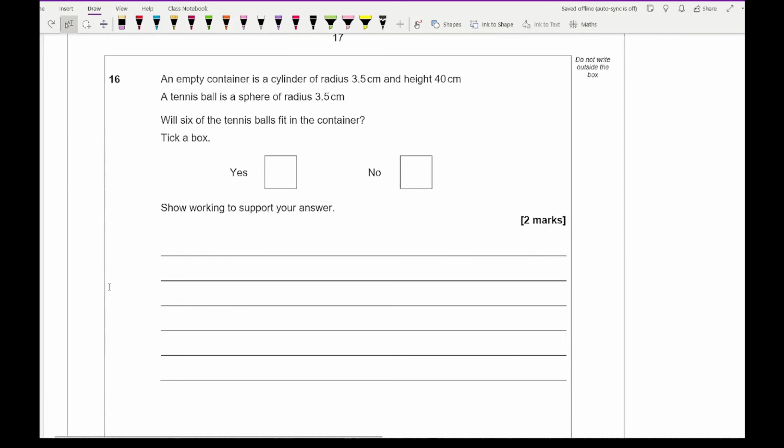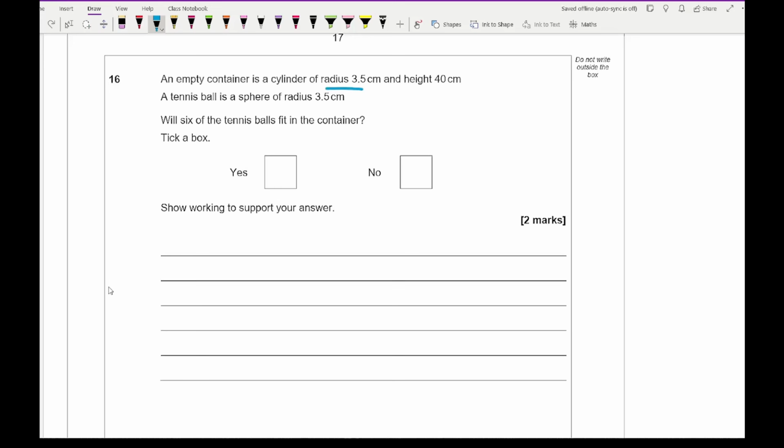Then moving on to question 16, it says an empty container has a cylinder of a radius of 3.5 centimeters and a height of 40 centimeters. A tennis ball is a sphere of radius of 3.5 centimeters. Will 6 tennis balls fit in the container? Tick a box, yes or no. Show your working to support your answer.